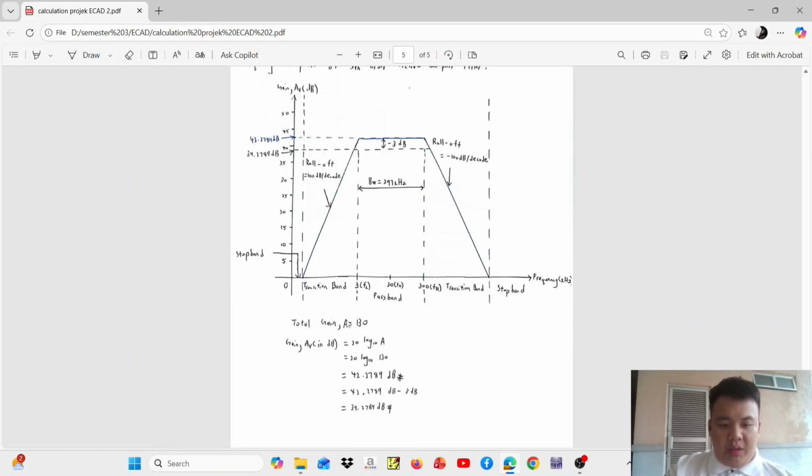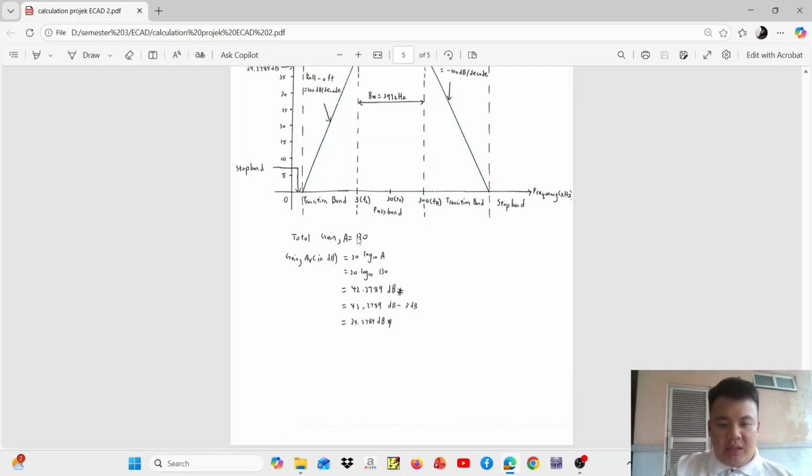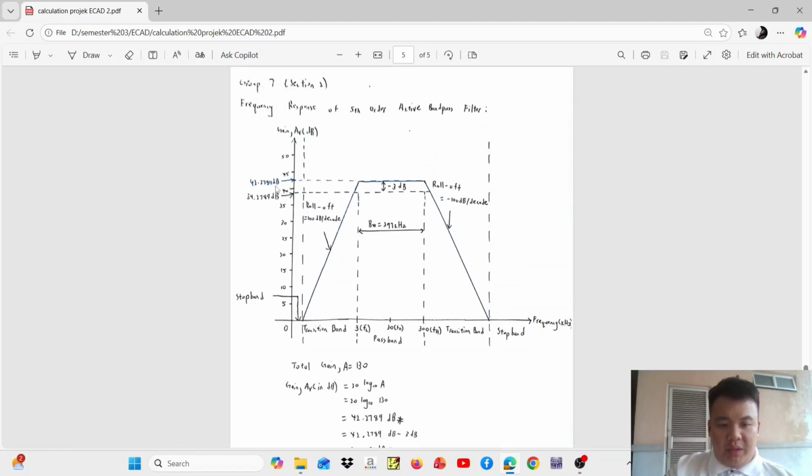So yang pertama kita kena total gain adalah 130. In dB guna formula 20 log 10 A. So akhirnya adalah 42.2789 dB. So kita lukis maximum adalah 42.2789 dB. Stop band, high pass filter, roll off 100 dB per decade.